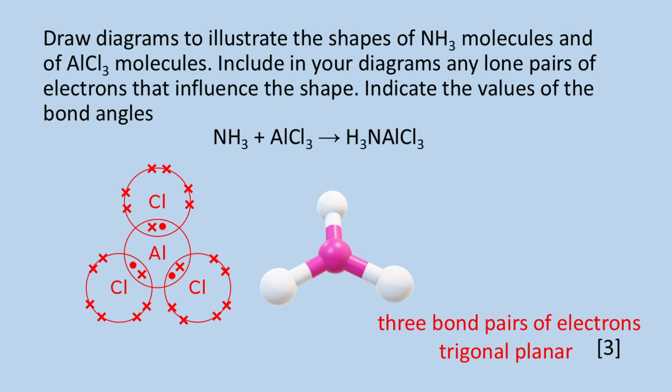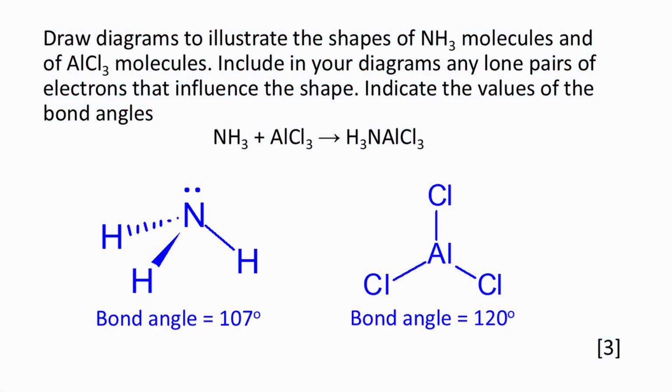A model of this molecule would lie flat on a desk with each atom touching the desk. In this case, wedges and dotted lines are not required. The diagram on the right in blue is the 3-dimensional representation needed to answer the question. Bond pairs of electrons repel equally, leading to a trigonal planar shape and a bond angle of 120 degrees. The full answer to the question is given here.